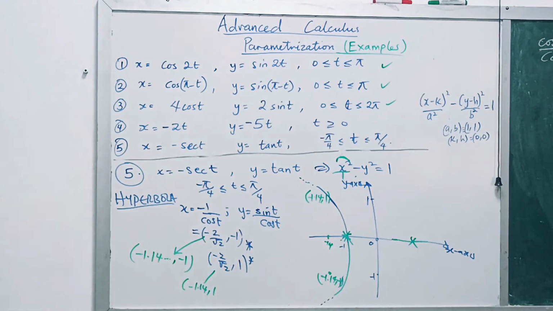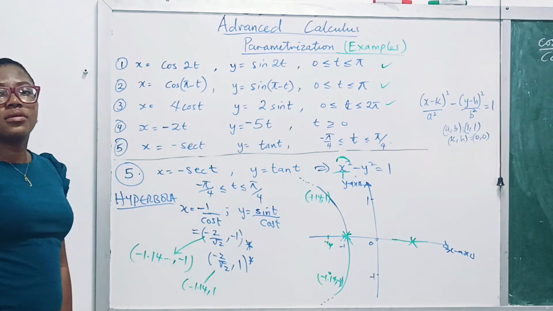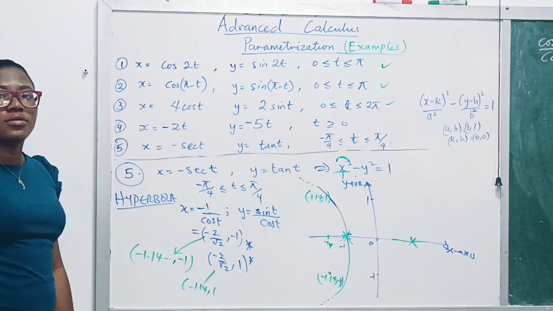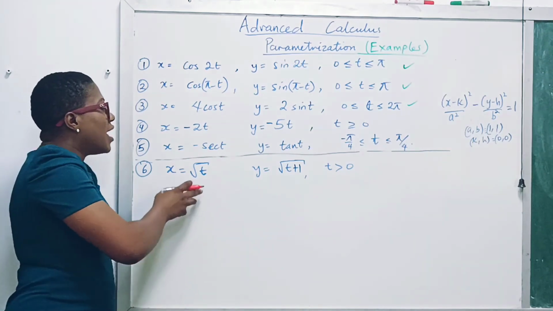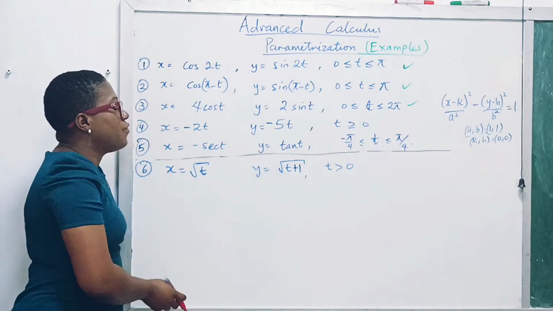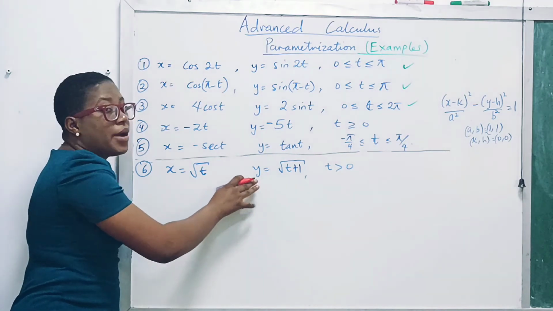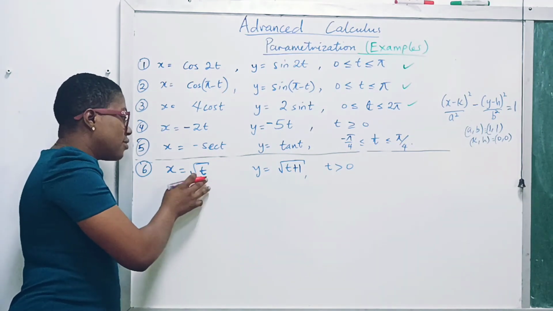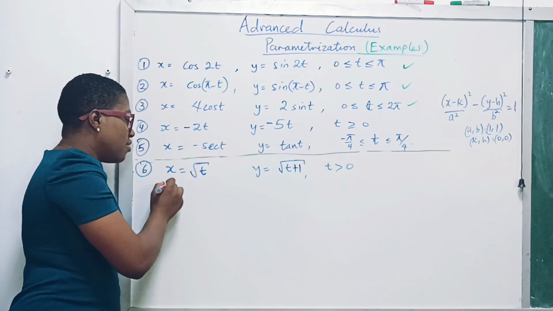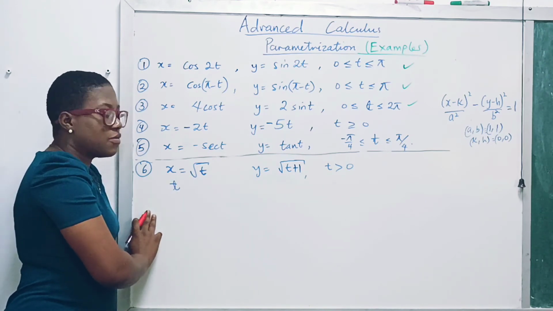Let's see one more about hyperbola. Then we'll leave parameterization. We'll try this one now. We have that x is this and y is this. We are looking for the relationship between x and y. Okay? So we have that x is equal to square root of t. So let's make t the subject of formula. If we square both sides, we are good.